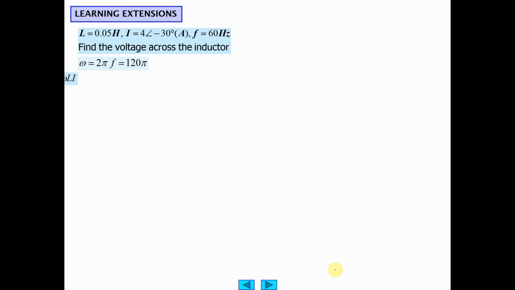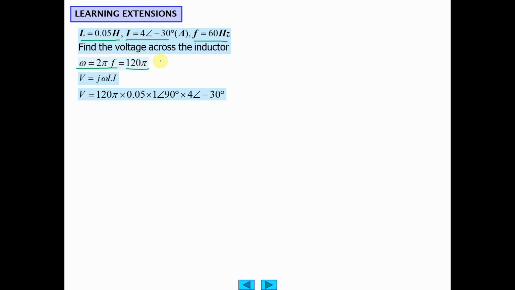So now we have an example where we have this information. We know the current across an inductor in the phasor notation. Frequency 60 hertz, so omega would be 2 pi f, which is 120 pi radians per second. They drop units too, so we just have to keep our units in the back of our head. Just remember that the units are still there. They don't go away.